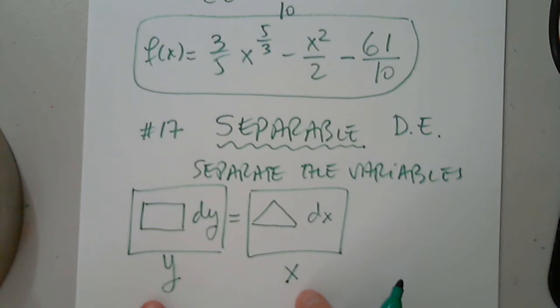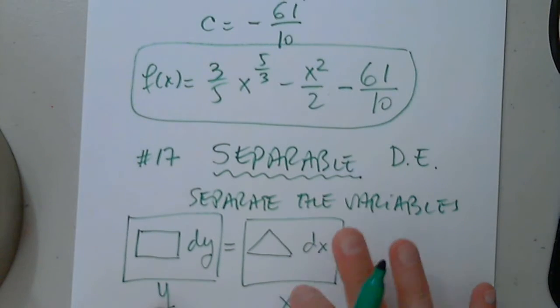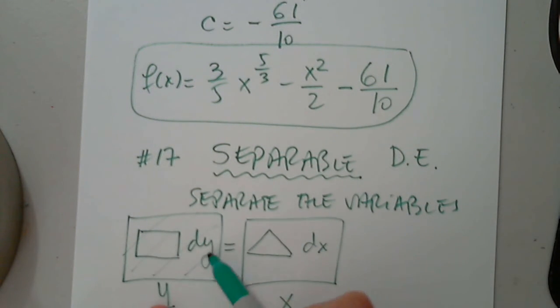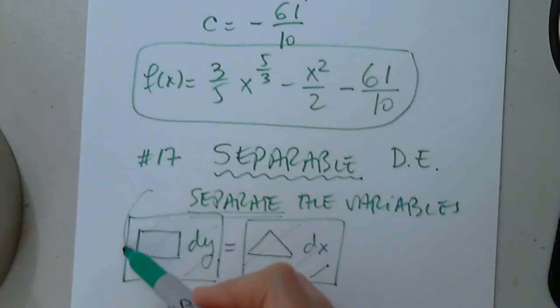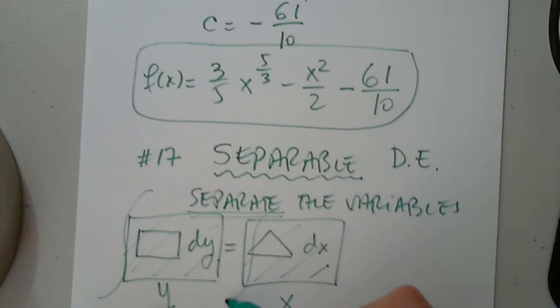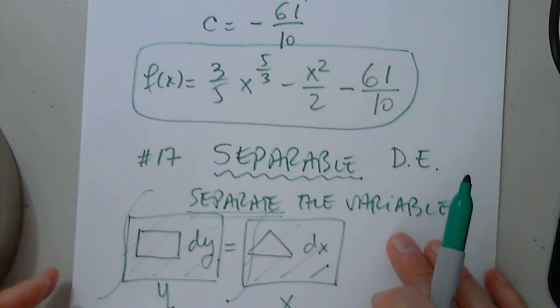Do I have to have y and x? No. I can have volume and time. I can have weight and time. But what I'm saying here is this side has only one variable, and this side has the other variable. This is what we're trying to do here. And then, of course, we will integrate both sides. I'll explain the mechanism on as many examples as we need.